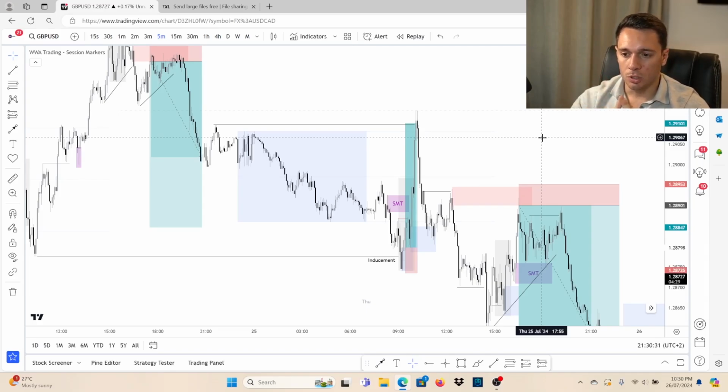Number 3, you need to also become very good at identifying liquidity. So where is liquidity resting? I'm going to show you on the example in a second.